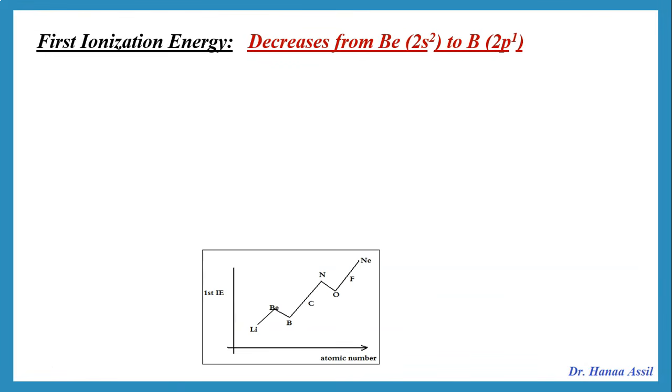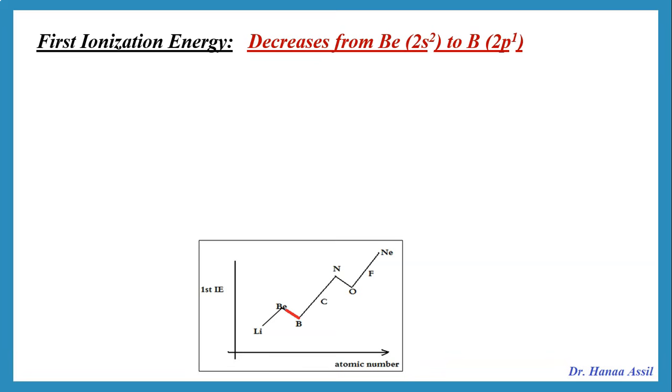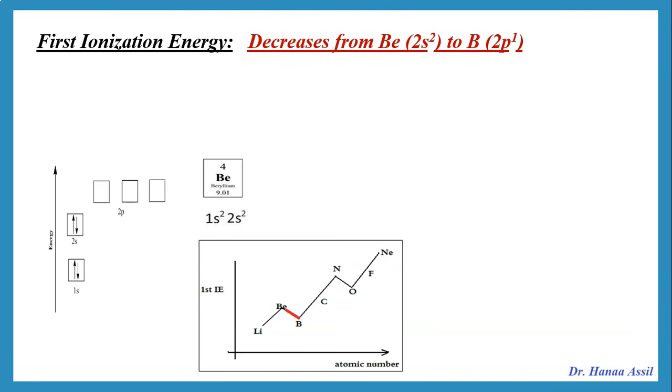Now, okay, going from beryllium to boron. What happened from beryllium to boron? The ionization energy decreases. Now we need to know why. Remember that beryllium ended in a 2s2. So we have 1s2, 2s2. So the electron I'm removing from beryllium, beryllium has 4 electrons. The electron is from 2s2. I'm removing an electron from a 2s sublevel.